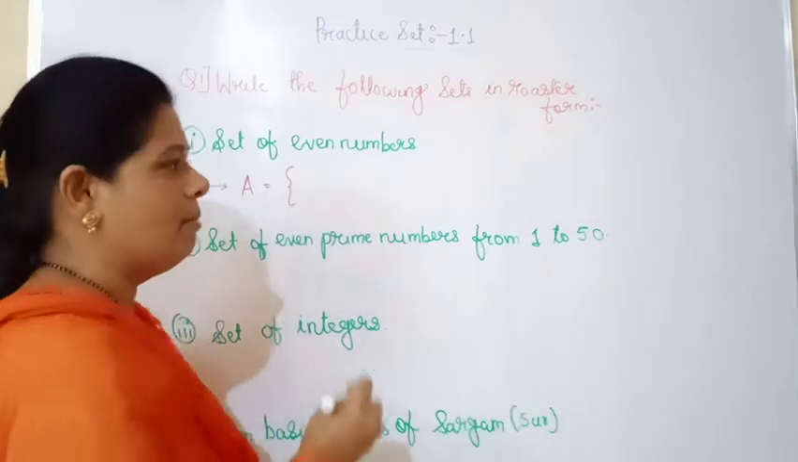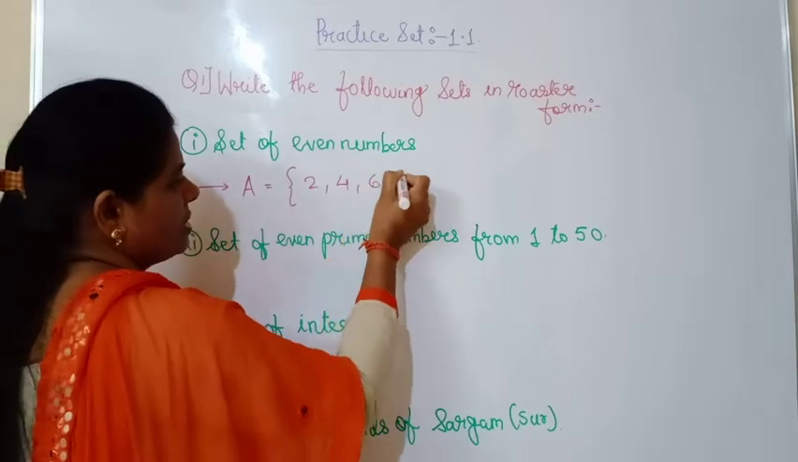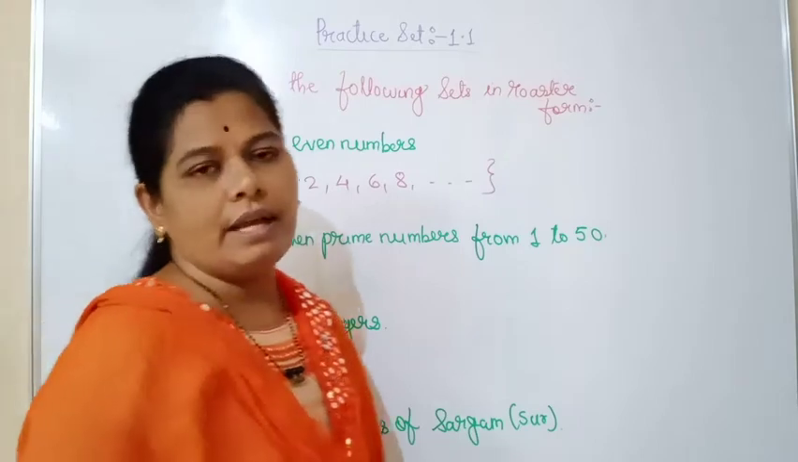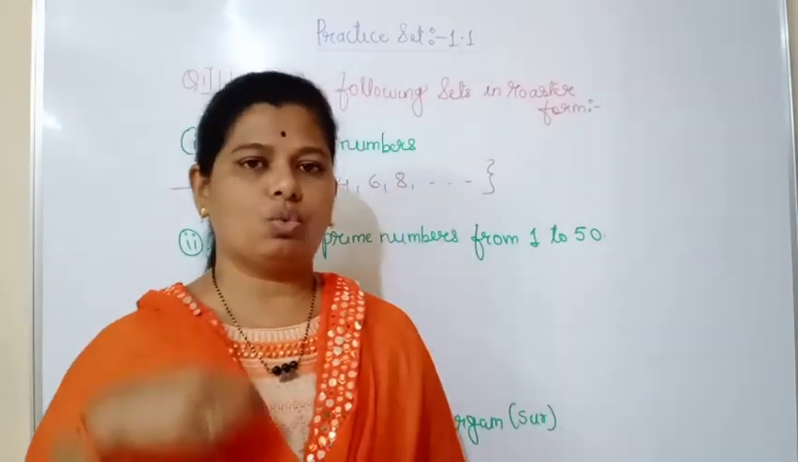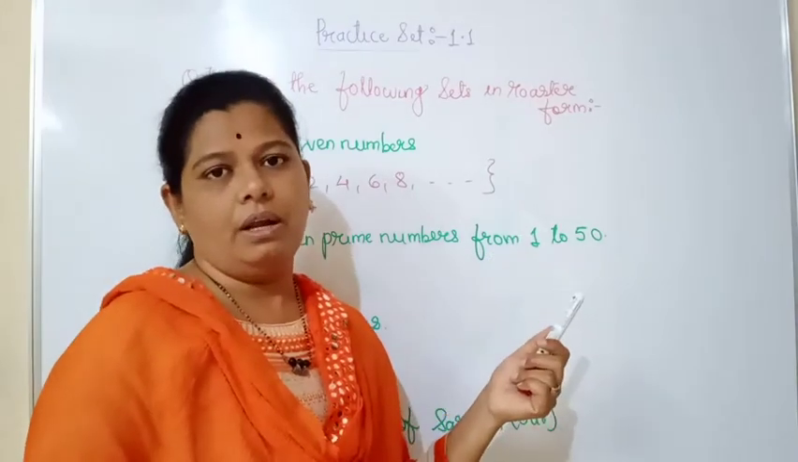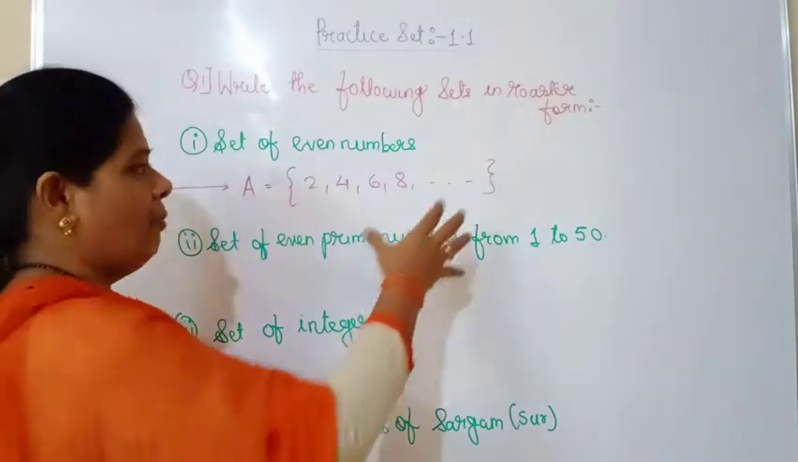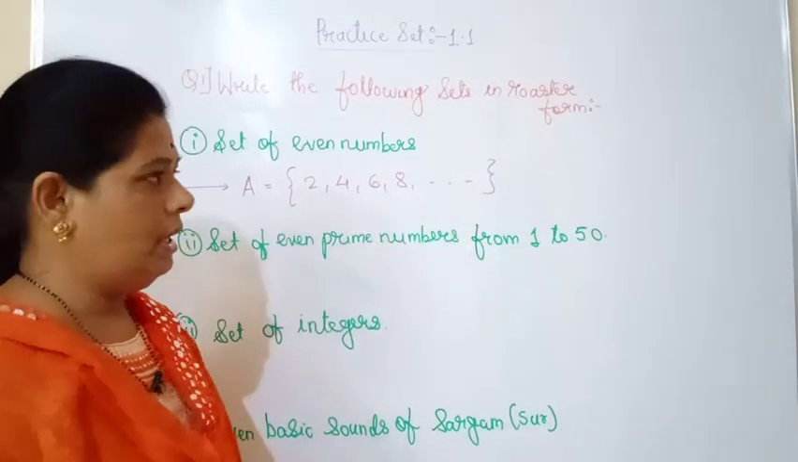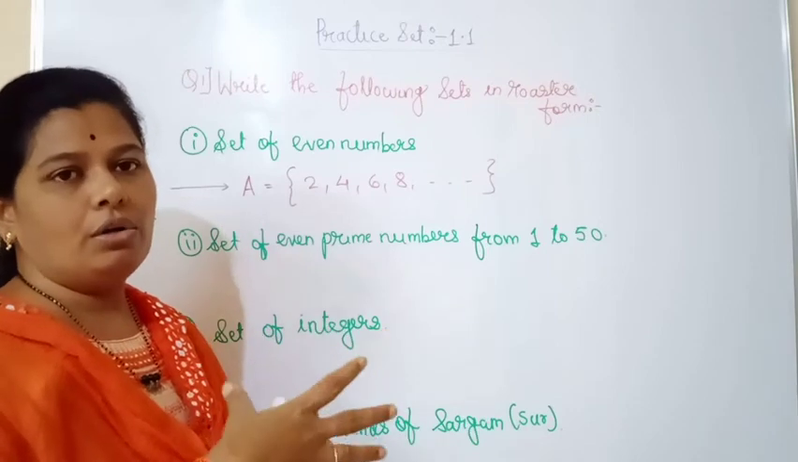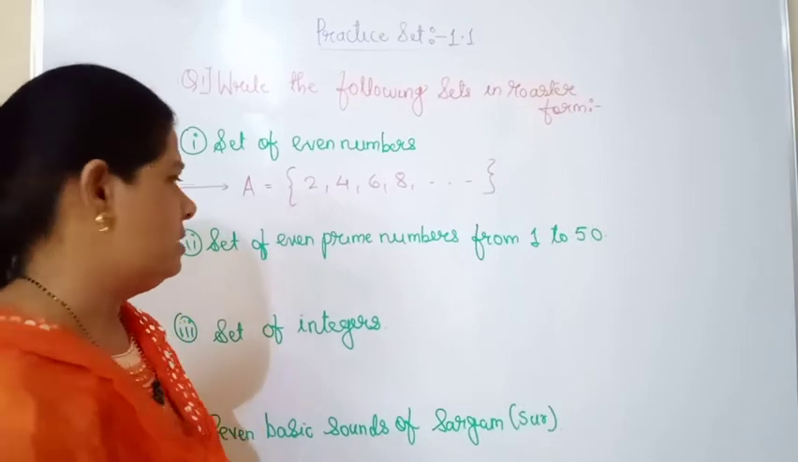Now I will write the set. Now which are the even numbers? As I told you, that is 2, 4, 6, 8, and there are many. As there is no limitation given in this question, infinite even numbers are there, so we can write continue here. I have put dots, which means that you can go forward and write more even numbers in this set.